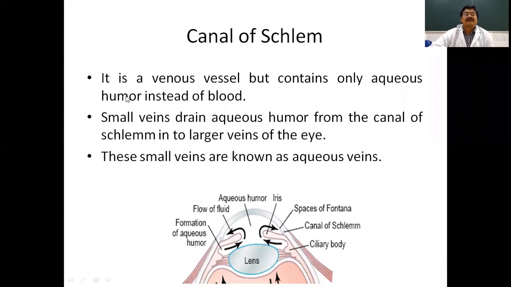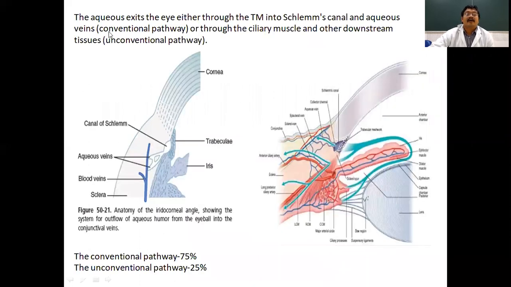Schlemm's canal is a venous vessel, but it contains only aqueous humor instead of blood. The small veins drain the aqueous humor from the canal to the large episcleral veins. The small veins are also called the aqueous veins. So aqueous humor entering the trabecular meshwork, then Schlemm's canal or aqueous veins, is the conventional flow, while flow through the ciliary muscle is the unconventional flow. It is also called the uveoscleral outflow.